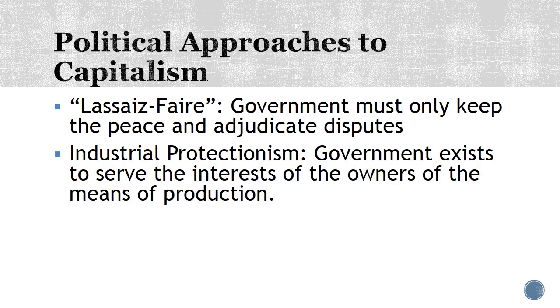Another possible thing that a government can do is they can take a stance of what's called industrial protectionism. That is the view that government exists to serve the interests of the owners of the means of production. So that is that government laws ought to be all pro-ownership, sort of pro-business owner, and that the government should help business owners to succeed. That's what we call industrial protectionism.